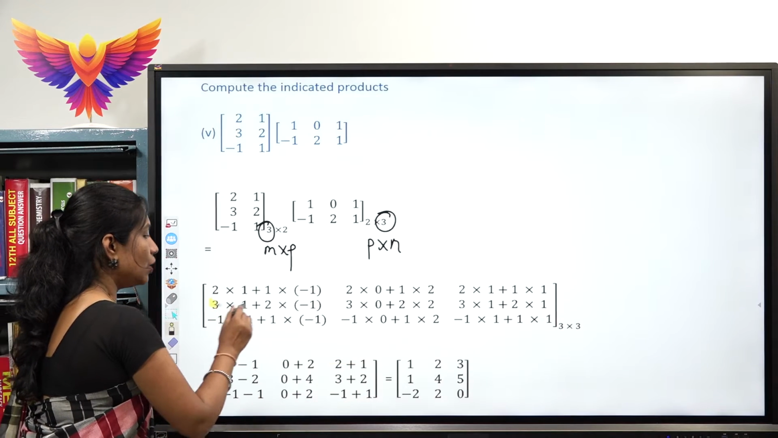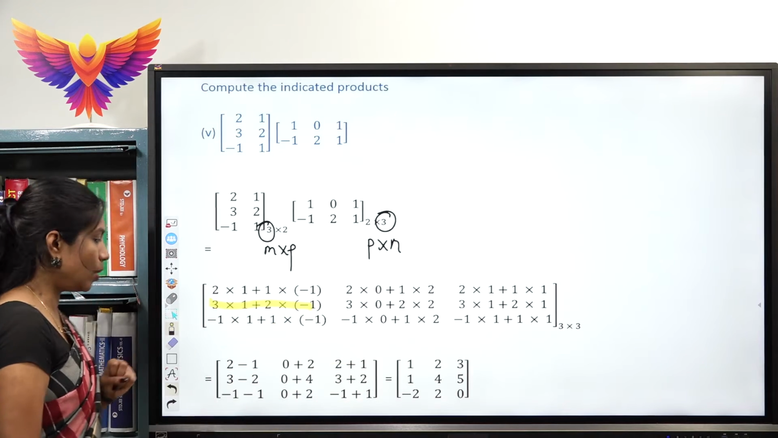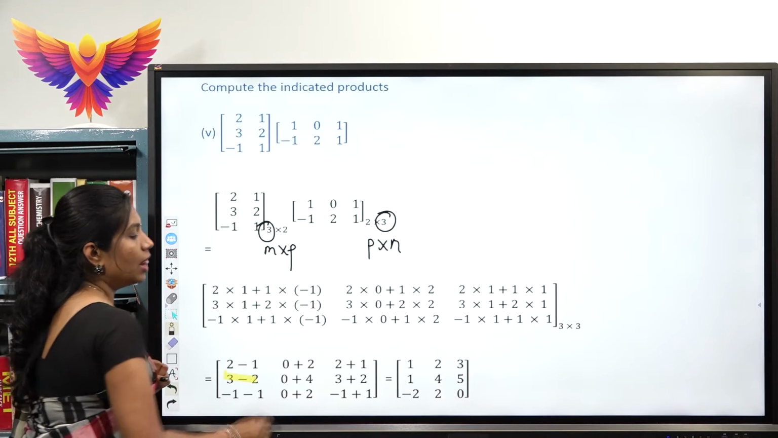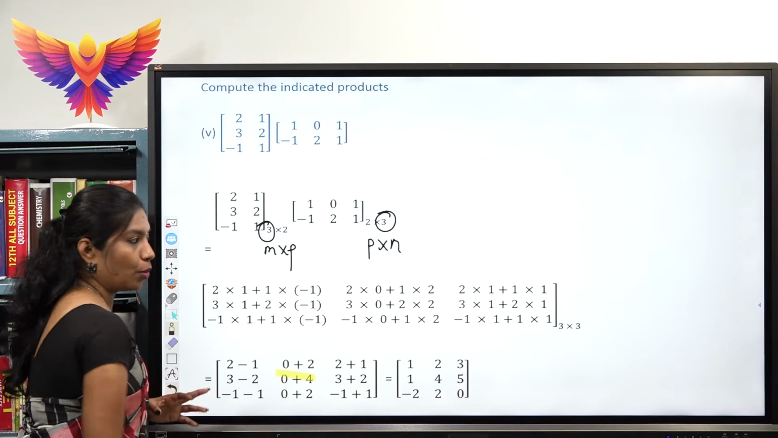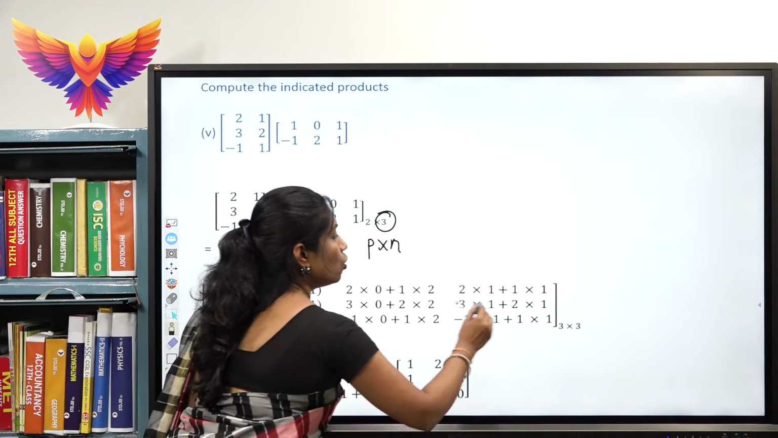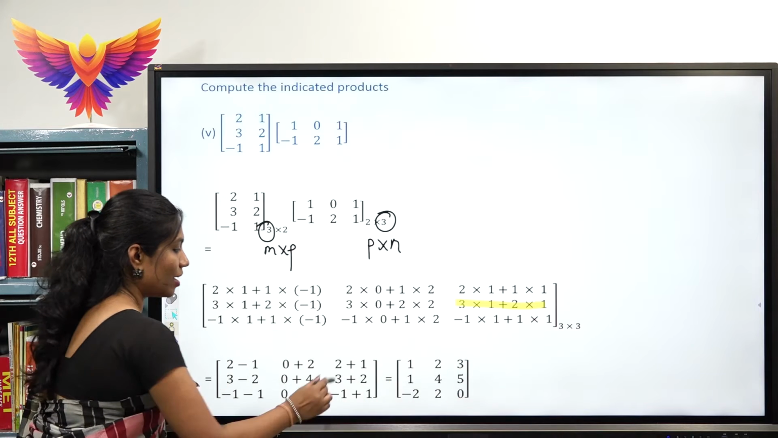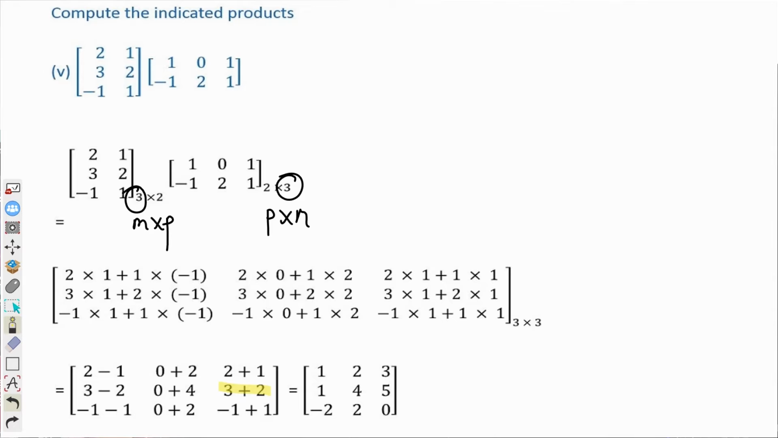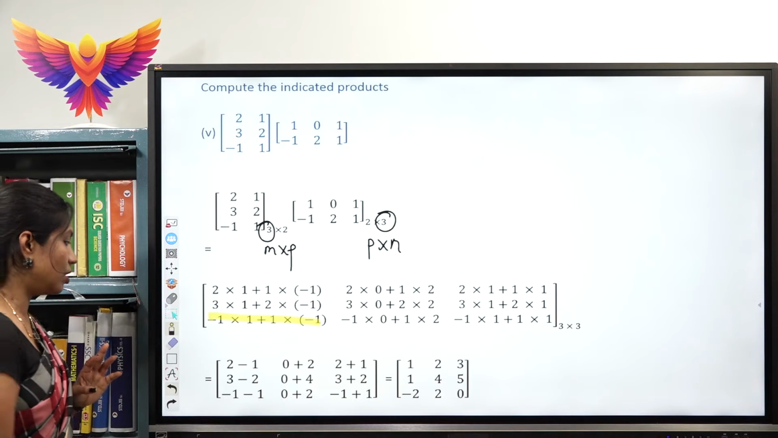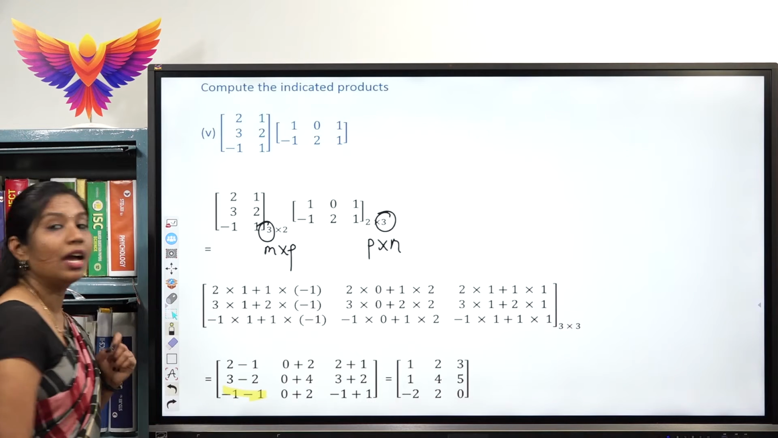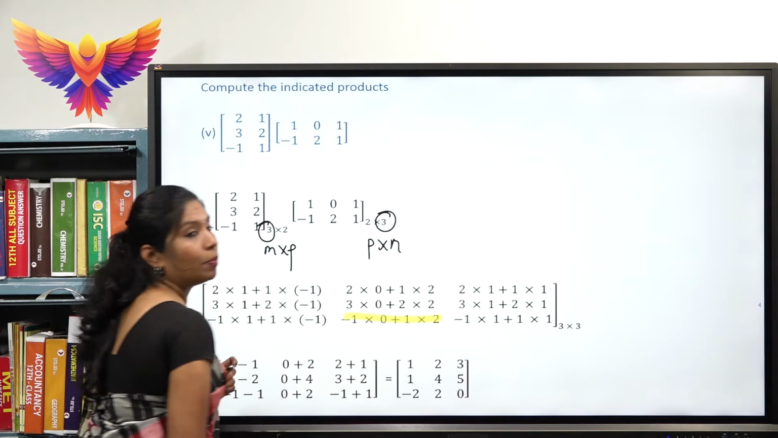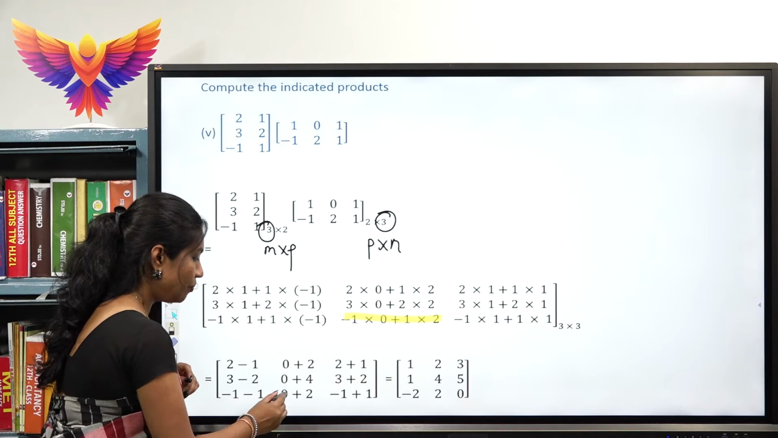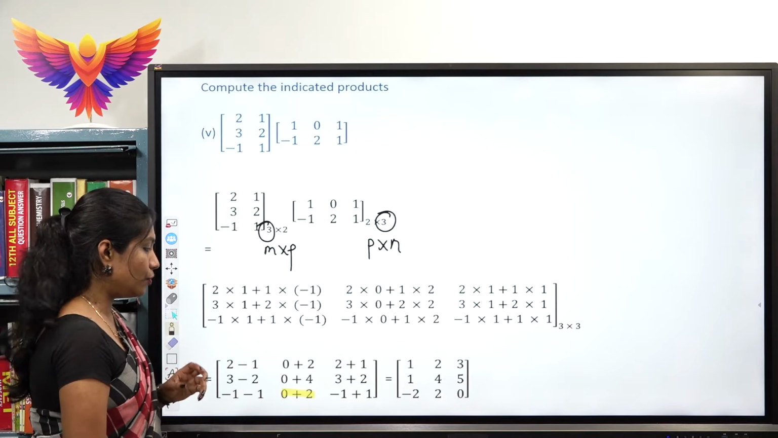Now, 3 into 1 plus 2 into minus 1, which is 3 minus 2. Then 3 into 0 plus 2 into 2, which is 0 plus 4. Similarly, 3 into 1 plus 2 into 1, I can write it as 3 plus 2, which is 5. Same way, minus 1 plus 1 into minus 1, I will be getting minus 2. Minus 1 into 0 plus 1 into 2 will be positive 2 here.